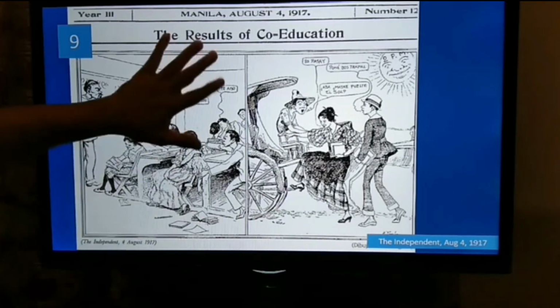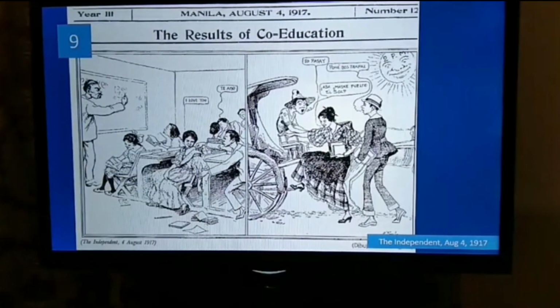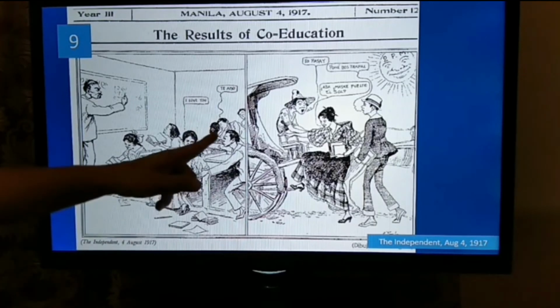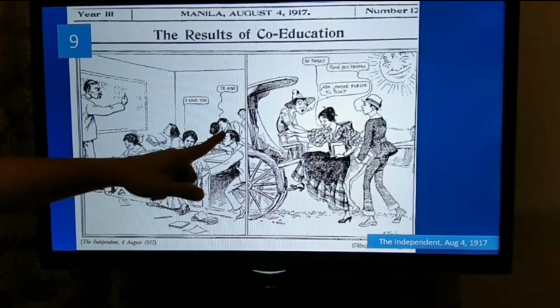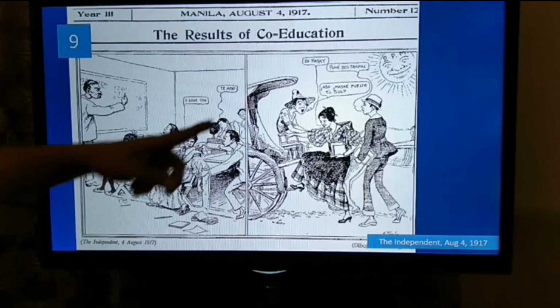Look at this first screen here. Here's a teacher. And what's happening to the class? They are doing a lot of things that the people then were afraid of, like a boy and a girl classmate here. They're kissing. Te amo, which means I love you.